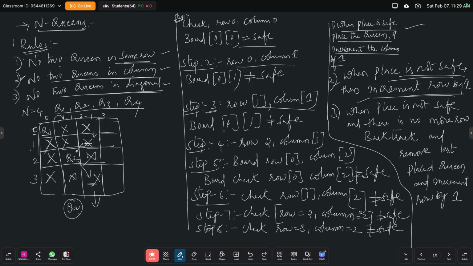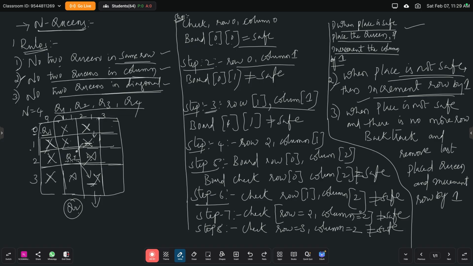Is this safe? No, it is also not safe because if you place a queen here, it forms a diagonal with q1. Whenever the place is not safe, we have to increment the row by 1. So the place is this. It is also not safe because a queen is already there in the same row.